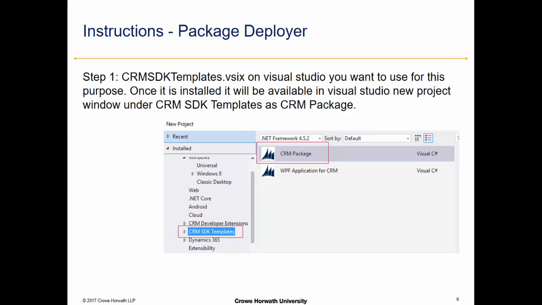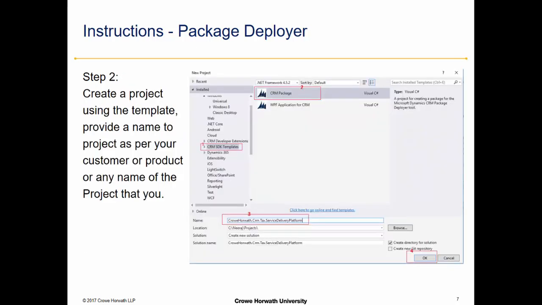So first step will be to create a CRM package project. Basically, it is available when you install CRM SDK template.vsix on Visual Studio. So when you go to the new projects in Visual Studio, on the left side you will see the CRM SDK template, and on the right side you will see the CRM package. You need to select that CRM package and provide a name for that project.